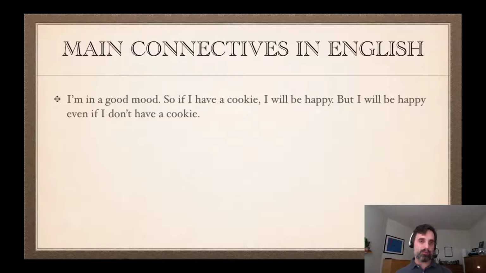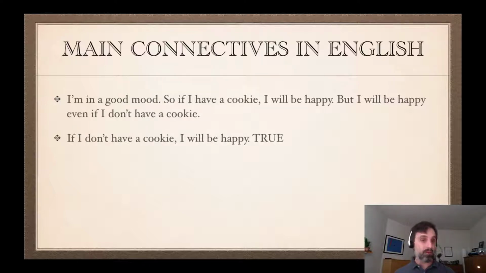So suppose we have the following situation. I'm in a good mood, and so if I have a cookie, I'll be happy. But also, I'm in such a good mood that even if I don't have a cookie, I'll still be happy. So either way, whether I have one or not, I'm going to be happy. Okay, so if I don't have a cookie, will I be happy? Yes. If I don't have a cookie, I will be happy. So this sentence is true.